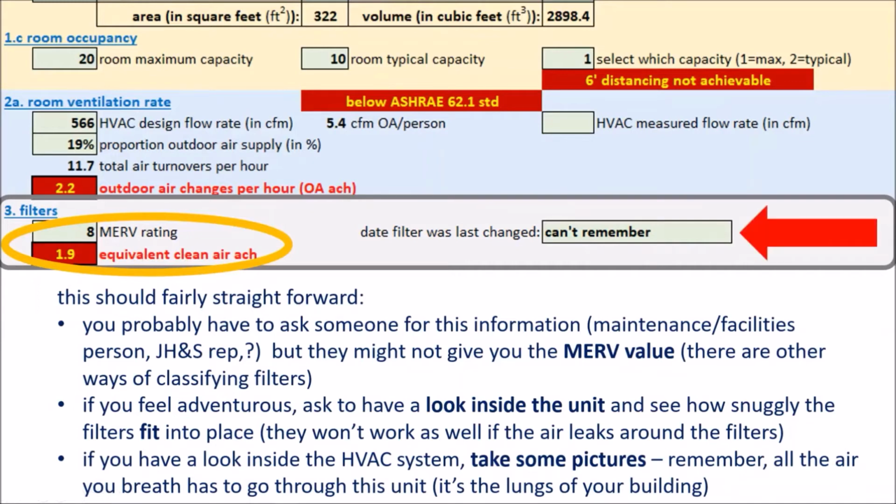We also have a little thing here where people can put in the date when it was last changed, and we didn't know when it was. And even putting that in is just a red flag when somebody reads this that, hey, we should go check when it was last done. Or better yet, have a look at the filters and see if they need changing.